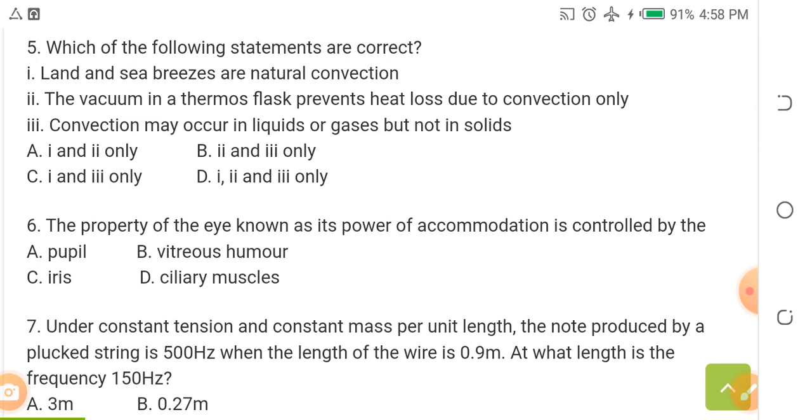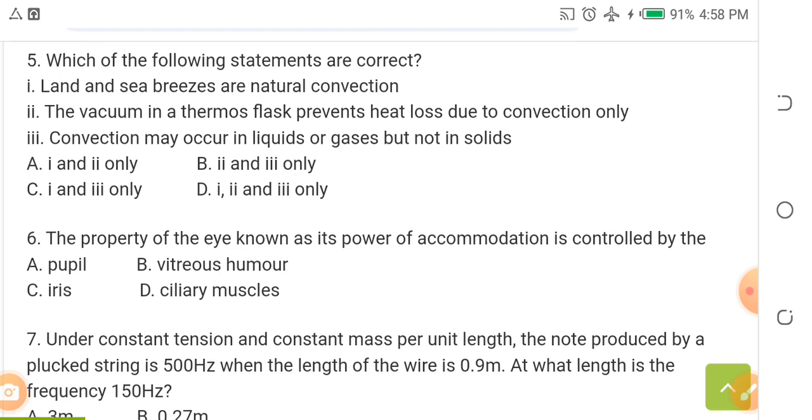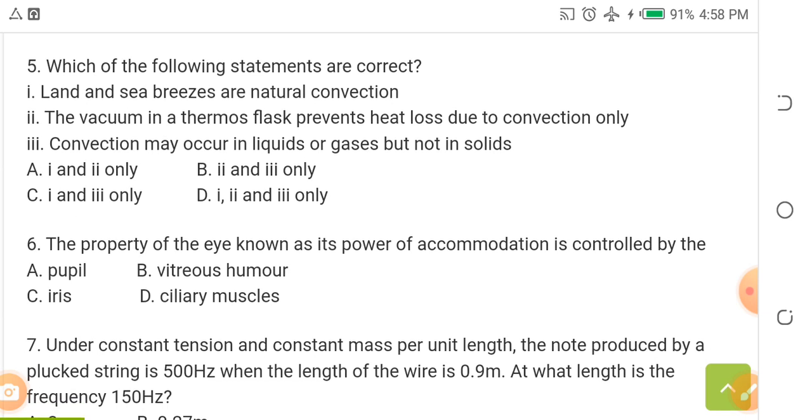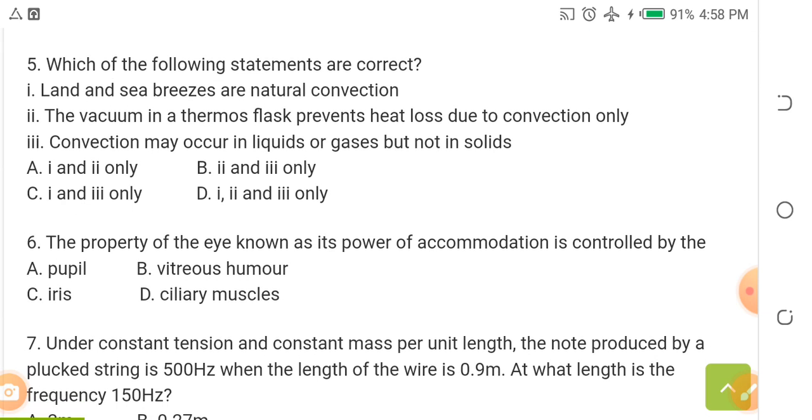Now, give me your attention in question 5. Which of the following statements are correct? I, land and sea breezes are natural convection. II, the vacuum in a thermoflask prevents heat loss due to convection only. III, convection may occur in liquids or gases, but not in solids. Which of them is correct?